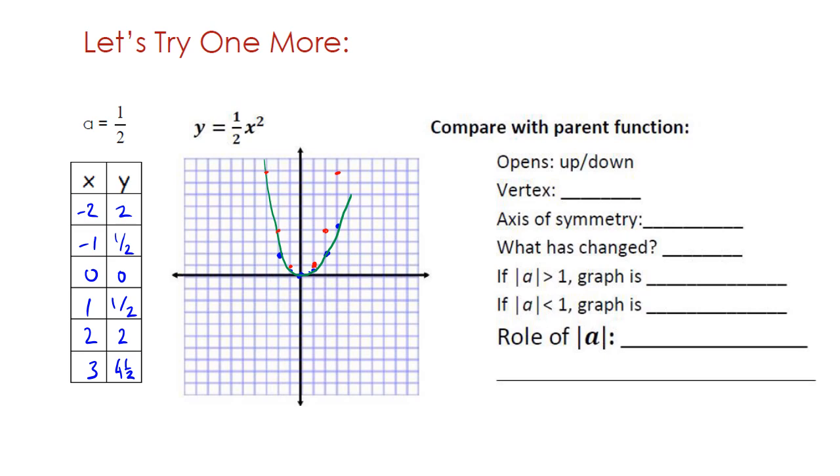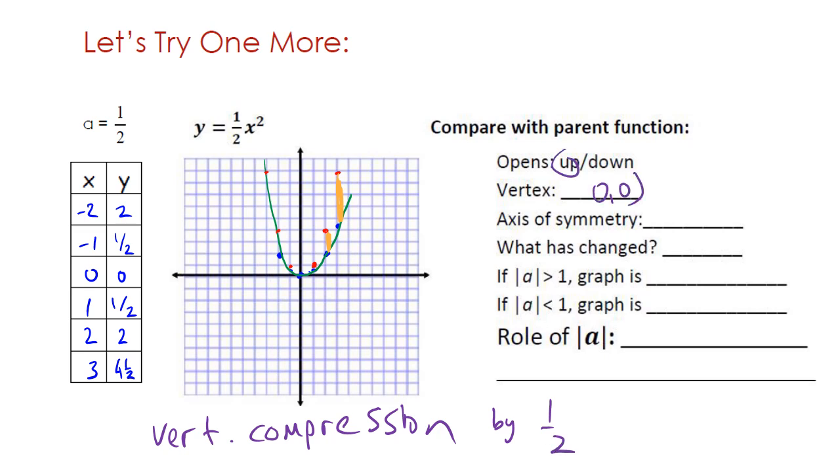Comparison of the new one and the old one shows us that the y values are being compressed. And when I compare the y values here, for example, instead of going to 4, we go down to 2. Instead of going to 9, we're going down to 4.5. So there is a vertical compression by 1/2.